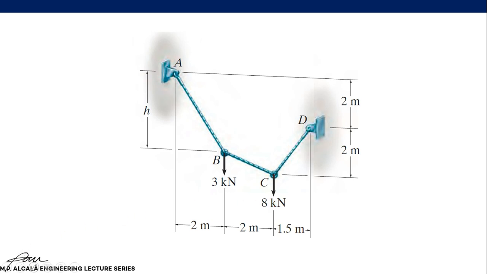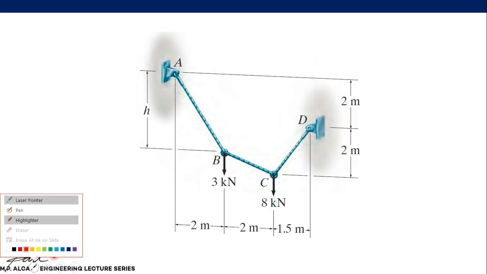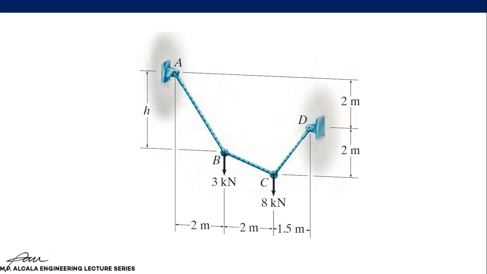Okay, let me erase that. I will omit this force, okay? I will omit that force. So that will be 0 kilonewtons. What will be my reaction in this case for cable AB? Or that will be tension AB. What now will be my tension AB? Can you think about that?